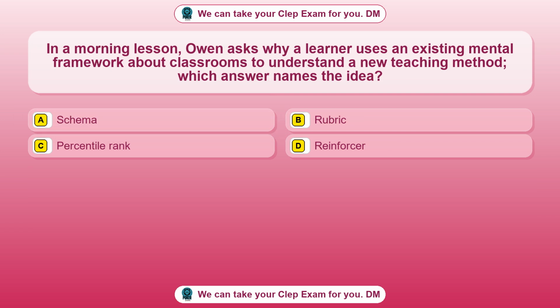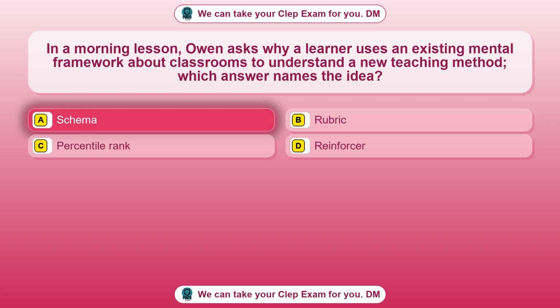Question 44. In a morning lesson, Owen asks why a learner uses an existing mental framework about classrooms to understand a new teaching method. Which answer names the idea? Option A, schema. Option B, rubric. Option C, percentile rank. Option D, reinforcer. The correct answer is option A.